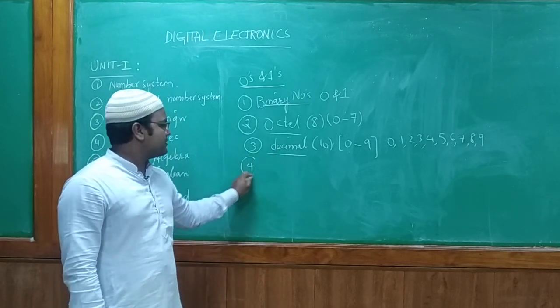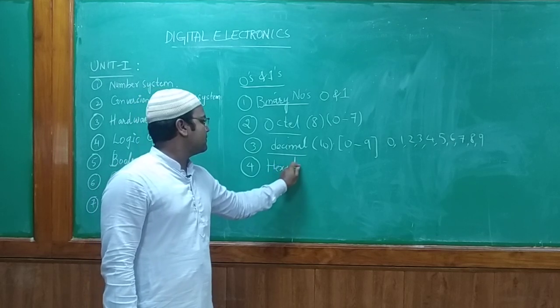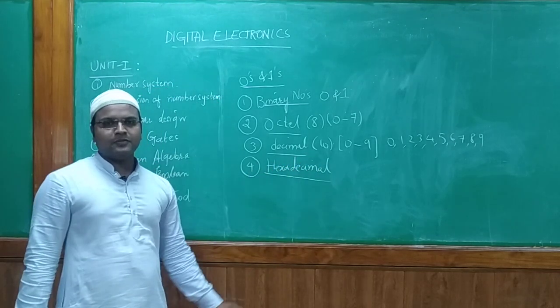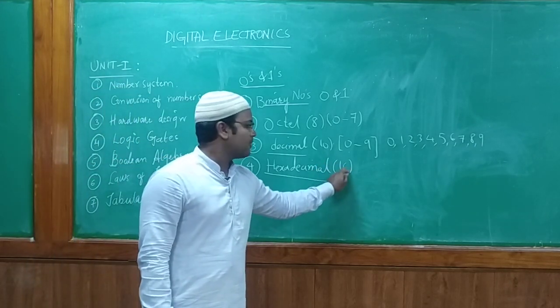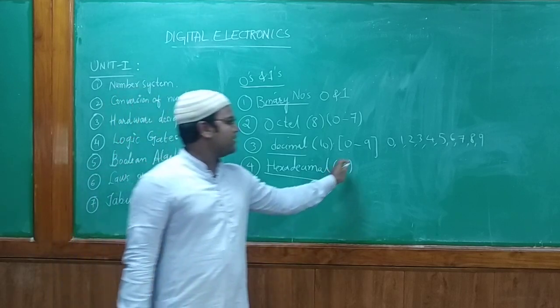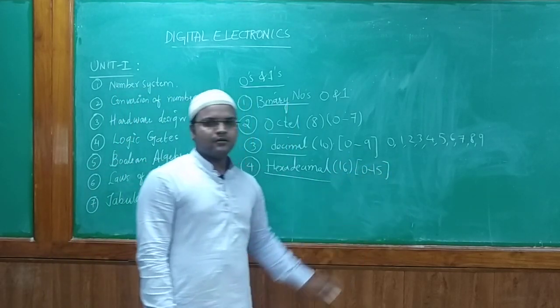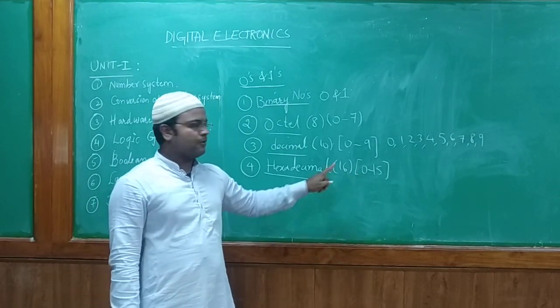Next, we are going to see hexadecimal. What's the meaning of hexadecimal? The total combination of that number should be 16. Then what could be the range? The range should be 0 to 15. So if you see 0 to 15, including 0, we can say total combination of 16.